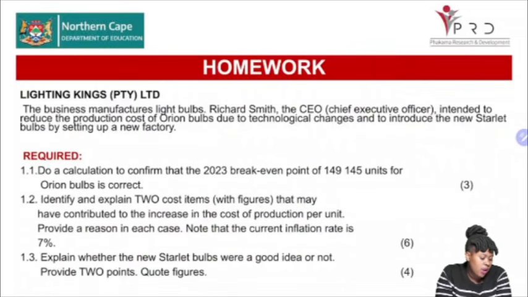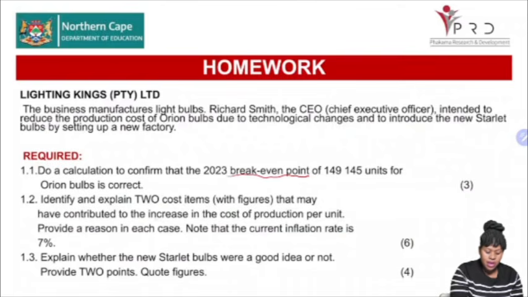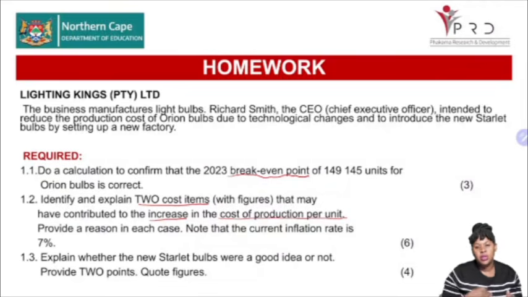Okay, so obviously I'm not going to leave you empty-handed. I'm going to give you some activities to do so that you are able to master these concepts, right? So here are the questions. You're expected to calculate the break-even point, which you know by now. Then you have to identify 2 items that may have contributed to the increase. You see, the increase in what? Cost of production per unit. So what are you looking for? 2 items. Do you see? Now you'll be able to answer the questions accordingly.